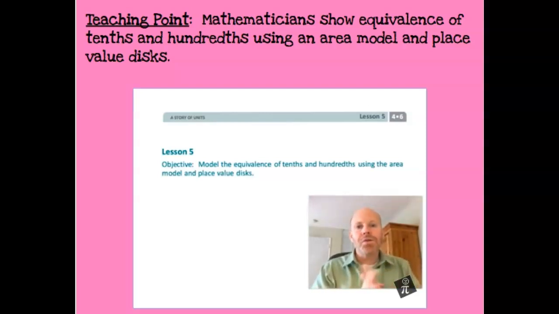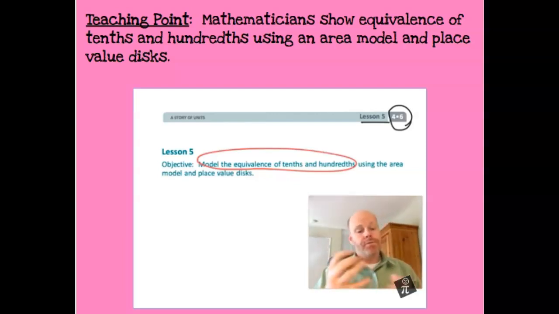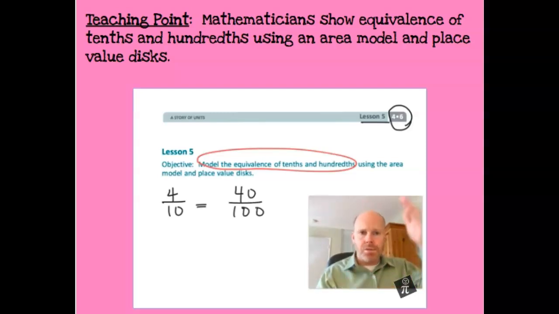All right, this is fourth grade, module 6, lesson 5. And in this lesson, we're going to continue modeling tenths and hundredths, but this time we're going to be modeling it with the idea towards helping students understand the equivalence, that 4 tenths is equal to 40 hundredths. And we're going to be doing it mathematically, using this equivalence of fractions idea. And we're going to be using place value disks as well. So let's get started.